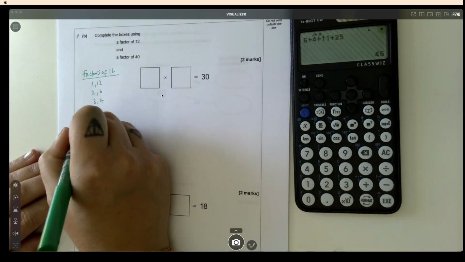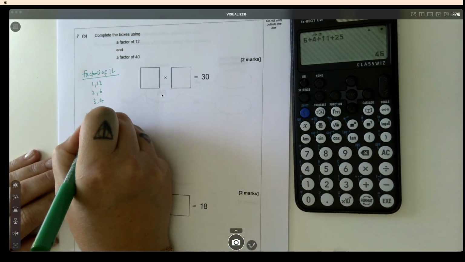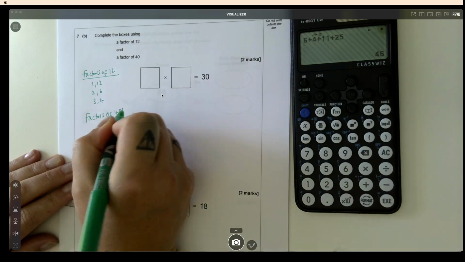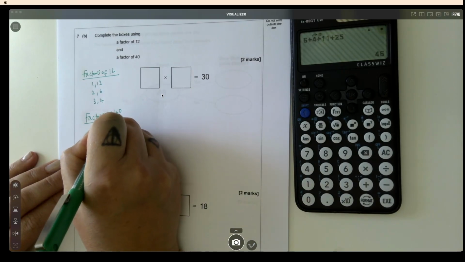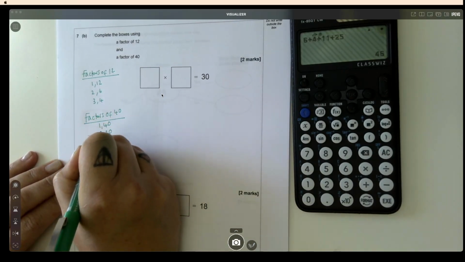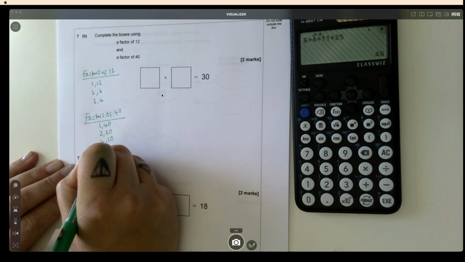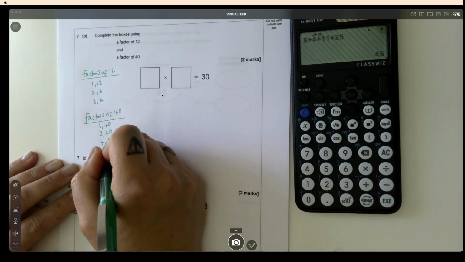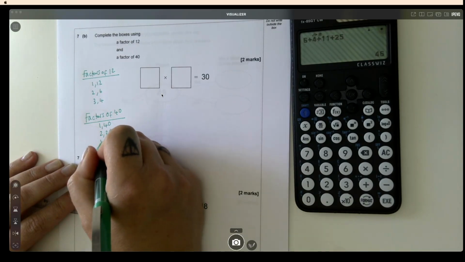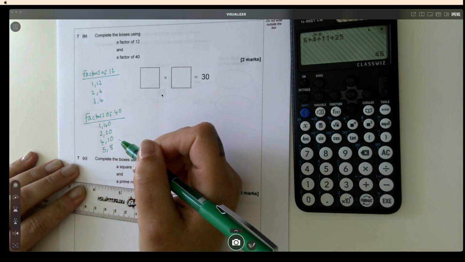And then I'm going to list the factors of 40. So we can have 1 times 40, 2 times 20, 4 times 10, 5 times 8. And then we would get back round to 8 times 5, 10 times 4. So that's our factor pairs of 40.